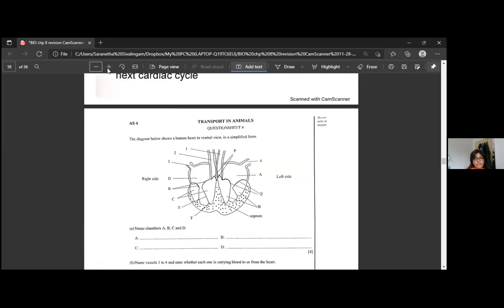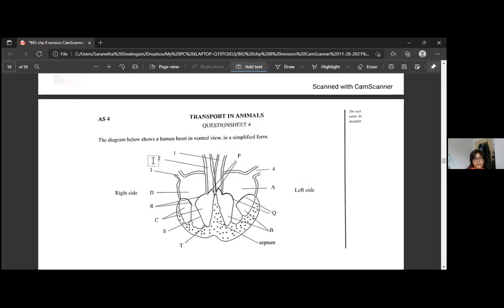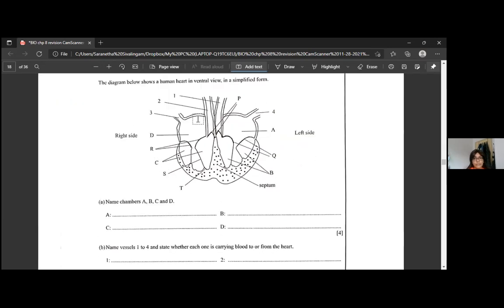So for this question here, the diagram below shows the human heart in ventral view in a simplified form. Name chambers A, B, C, and D. So I'll open this one to the floor.